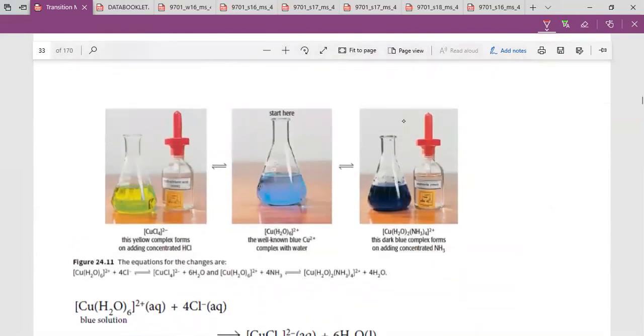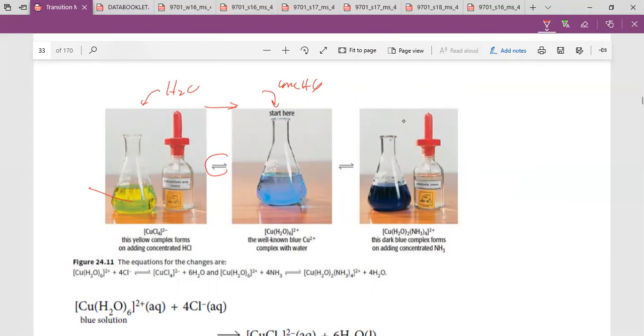Okay, now here. Remember this is reversible. So if I put in here concentrated HCl, it will give me this color which is yellow. But of course, some blue will remain. That's why some say yellow-green, because blue and yellow give green. So if I put into here water, you go back to here. So this is a reversible reaction.